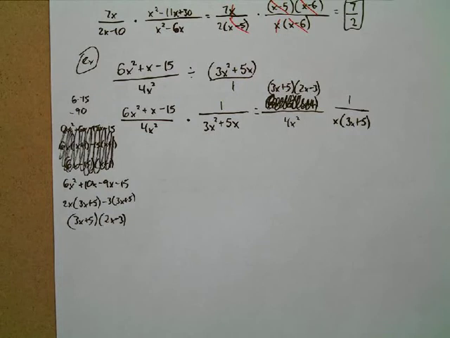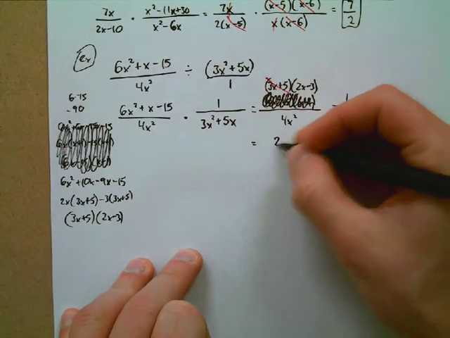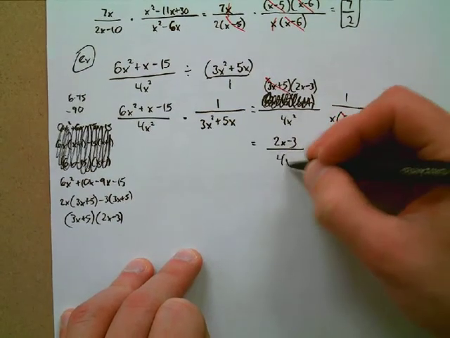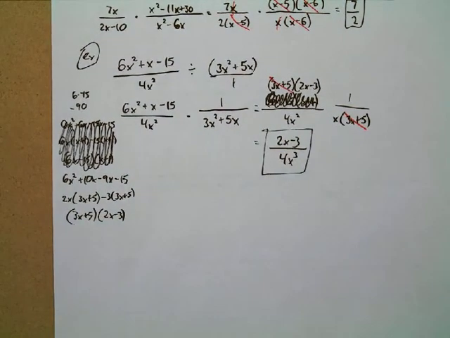Okay. Now, what cancels? The 3x plus 5s too, right? Okay. So that's all though, right? That's all that cancels. The 2x minus 3 then is still going to be left in the numerator. And then in the denominator we have 4x squared and the x to make 4x to the third. Okay, to make the 4x to the third there. All right. Questions on that?